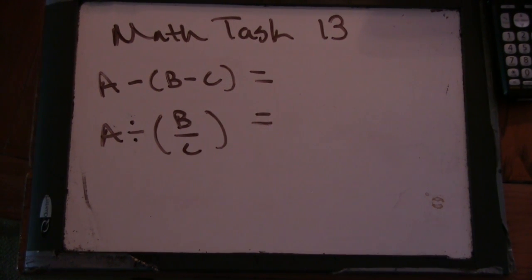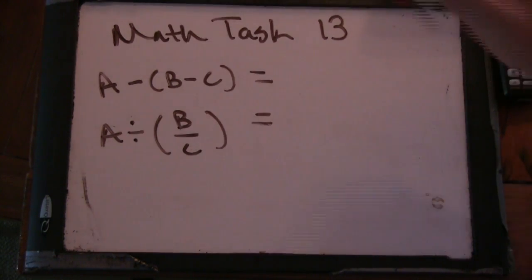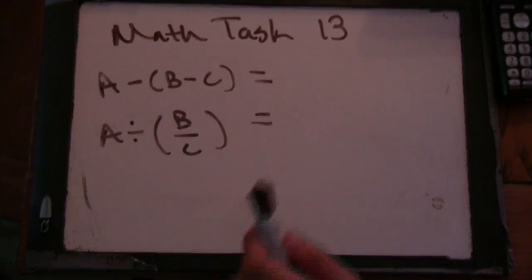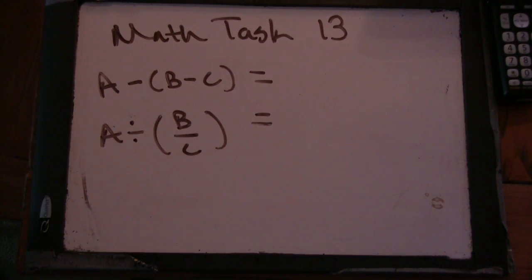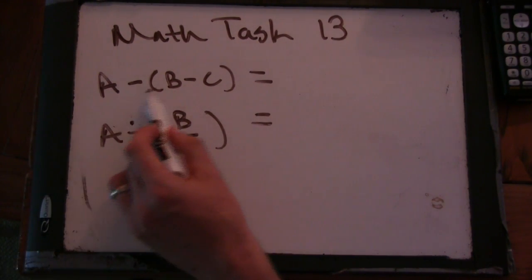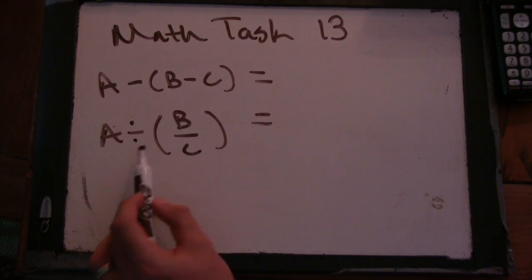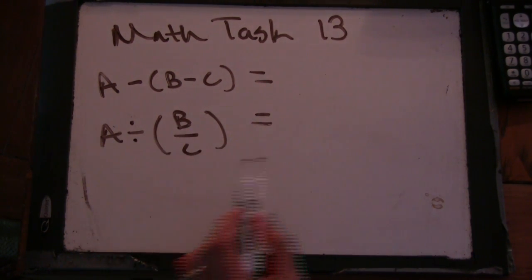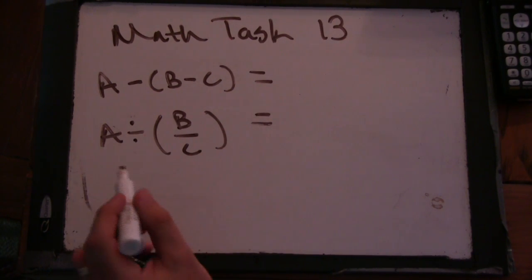Math Task number 13. So I was talking on Twitter yesterday with our friend Dave Ratcliffe, and he mentioned something that would be really interesting for students to think about. It's a little abstract, so I'm going to walk you through it a little bit more. So we're not just looking at symbols here, but we're going to look at a minus the quantity b minus c and a divided by the quantity b minus c. So first, before we dive into the symbols, let's look at some numbers first.